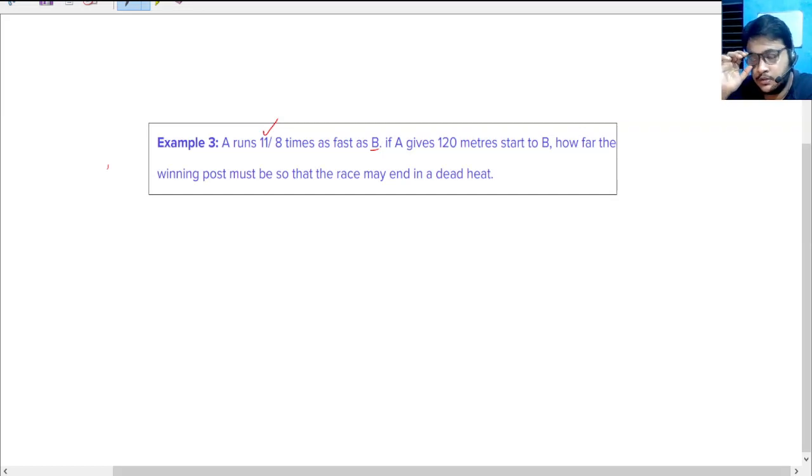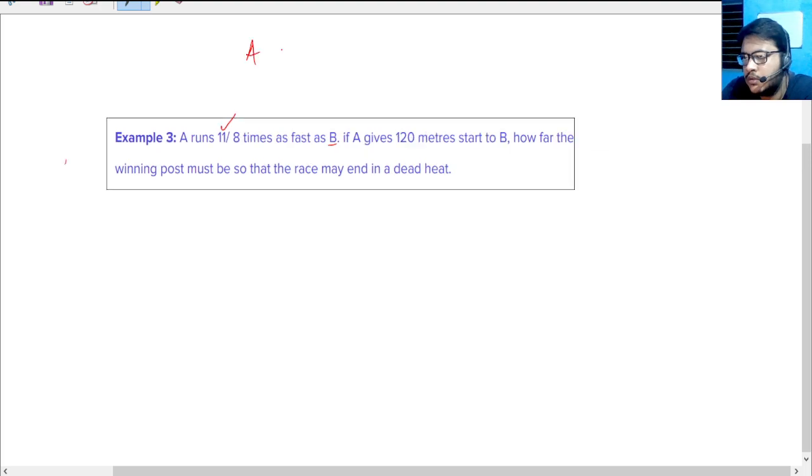Okay guys, so we'll look into this question. A runs 11 by 8 times as fast as B. So if I have to write this in terms of A and B, I can write A is equal to 11 by 8 times of B, or speed of A by speed of B, which is something that we are very familiar with. I can use something like that. Okay, so speed of A is 11 by 8.